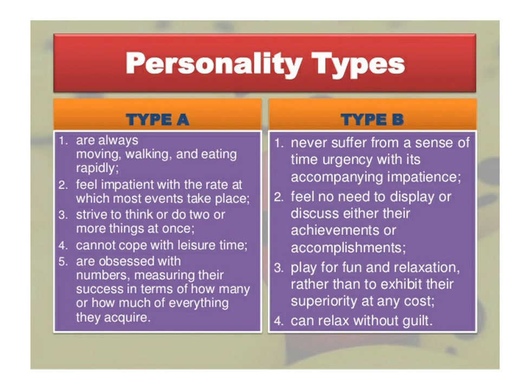Type B never suffer with a sense of time urgency with its accompanying impatience. They are usually more tolerant, relaxed and reflective than type A. They feel no need to display or discuss either their achievements or accomplishments. They play for fun and relaxation rather than to exhibit their superiority at any cost. They can relax without any guilt.